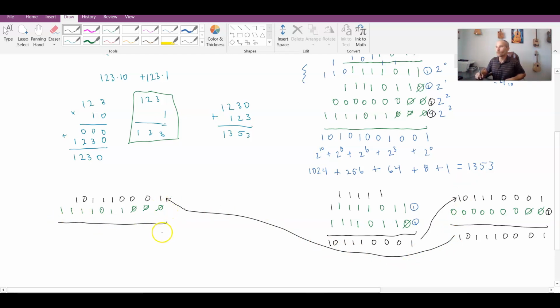So let's see, 1 plus 0, 0 plus 0, 0 plus 0, 0 plus 1. 1 plus 1 is 0, carry the 1. 1 plus 1 is 0, carry the 1. 1 plus 1 plus 1 is 1, carry a 1. 1 plus 1 is 0, carry a 1. 1 plus 1 plus 1 is 1, carry the 1. And 1 plus 1 is 1, 0. And you see that we get exactly the same result, 1, 0, 1, 0, 1, 0, 0, 1, 0, 0, 1. And those two answers match up.